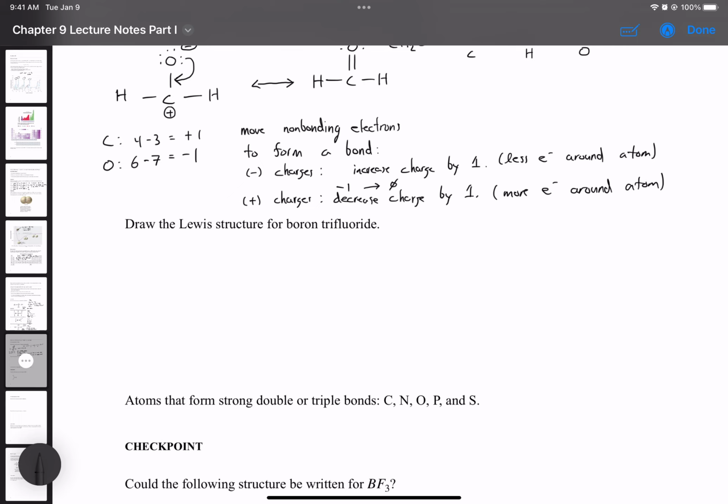Hello, everyone. Okay, now let's continue on with this lecture, and I think we should be able to finish in this video. Okay, so let's draw the Lewis structure for boron trifluoride.